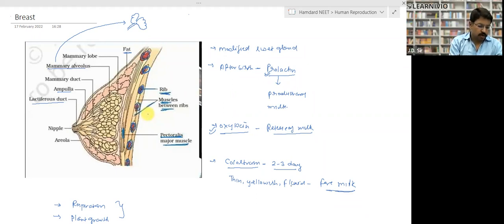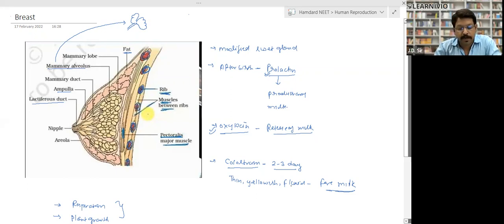Right. So this was all about the mammary gland. So go through your NCERT, whatever is in the female sex organ. Go through NCERT. In case you have any doubt, please ask.